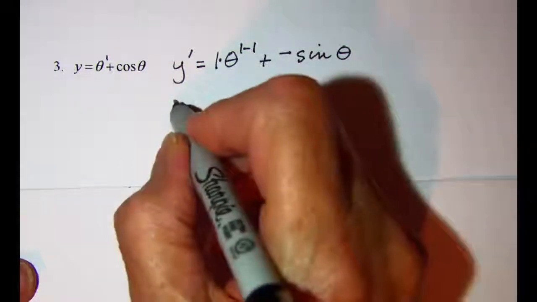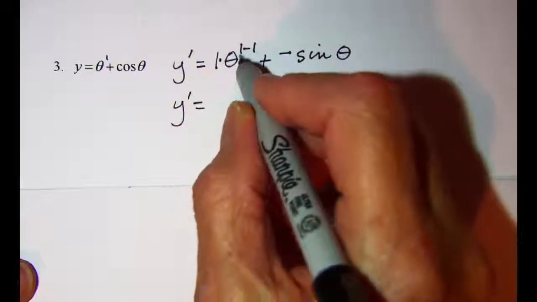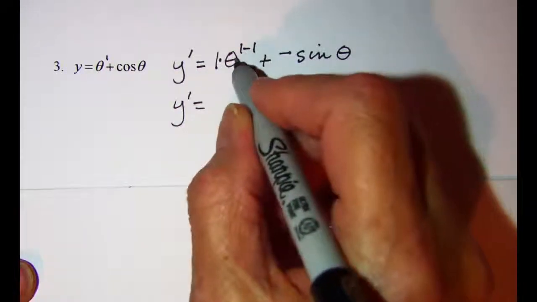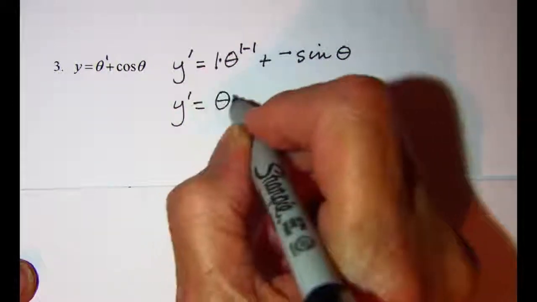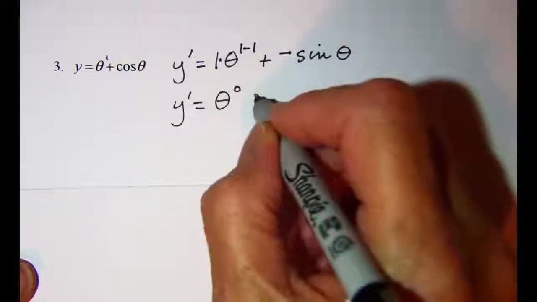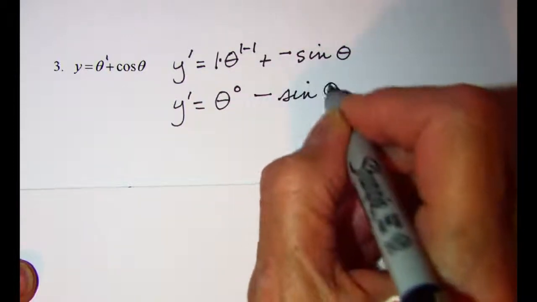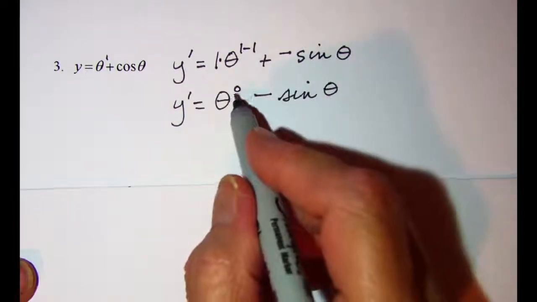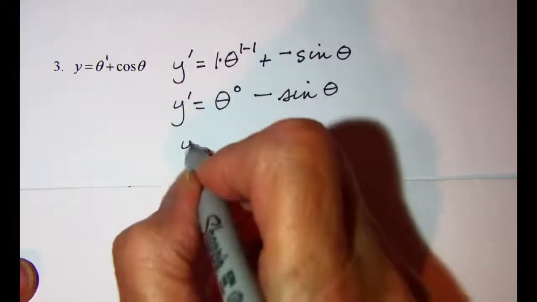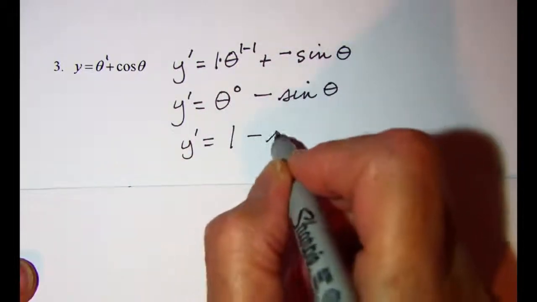We can simplify this. y prime is equal to 1 minus 1 is 0, so theta raised to the 0 power, and then subtract sine theta. And we know that anything to the 0 power is 1, so my derivative of y is 1 minus sine theta.